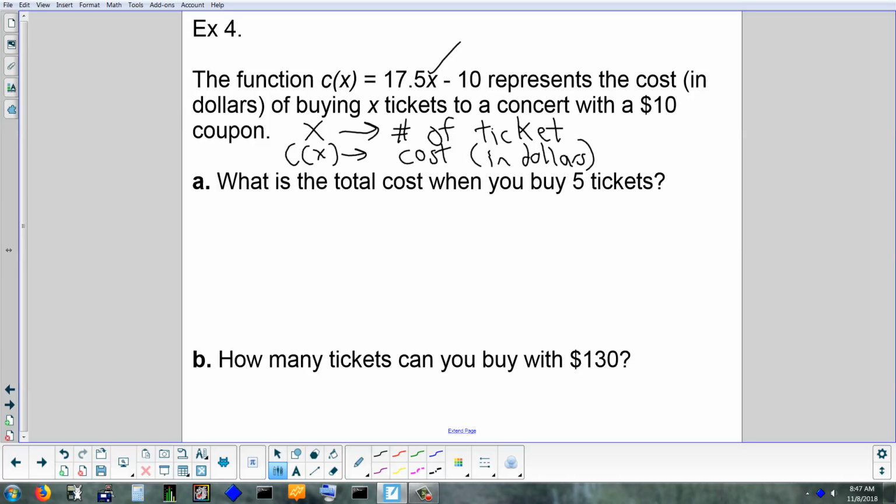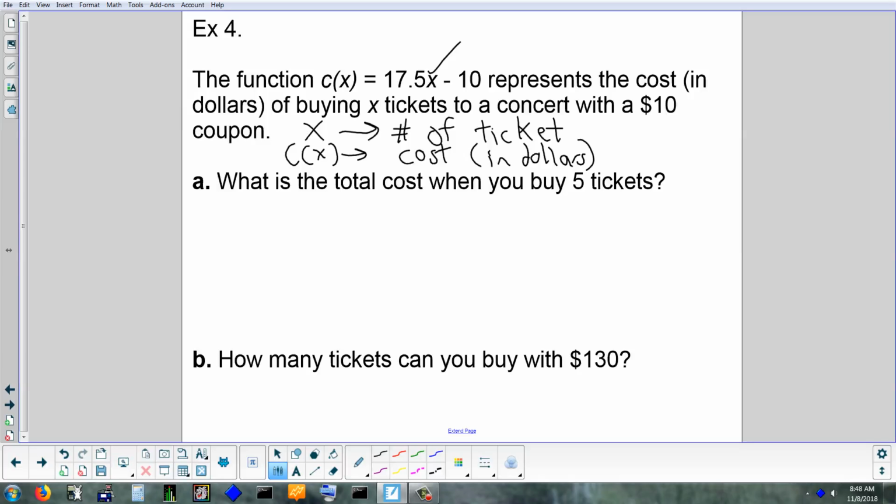Ellie: Question. If it's 17.5, wouldn't that mean there's not enough tickets because it's like 17? No. Basically, someone tell me what that 17.5 represents? Mary? That's how much it costs per ticket. Okay. The 17.5 means how much it costs per ticket. And again, C of x, F of x, M of x means the same thing as what? Means the same as y equals, right? So don't get worried about that.